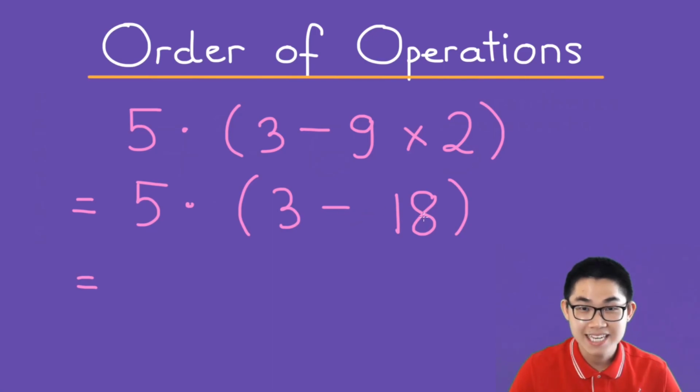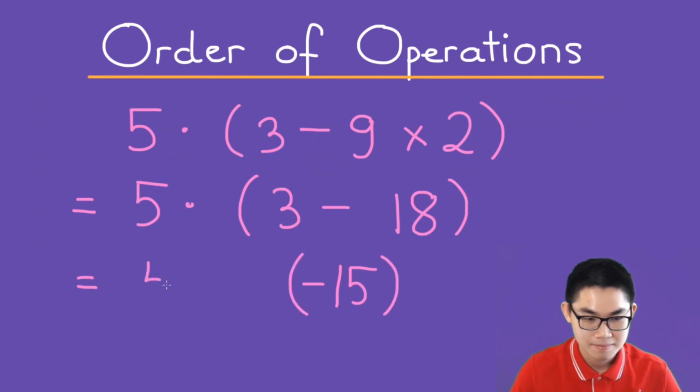Three minus 18 is negative 15. And 5 multiplied by negative 15 is what? It's going to be negative 75.